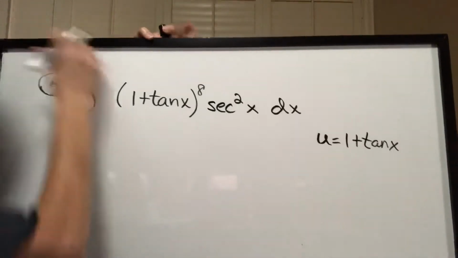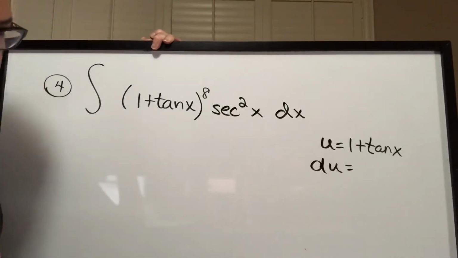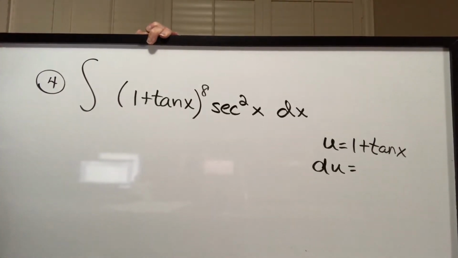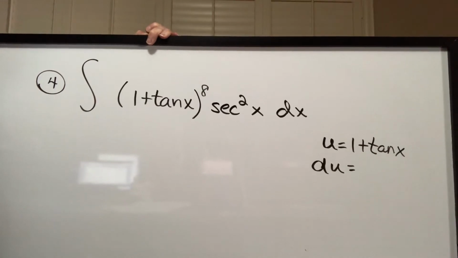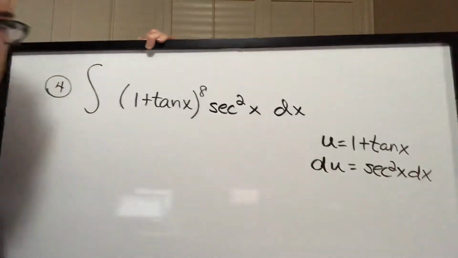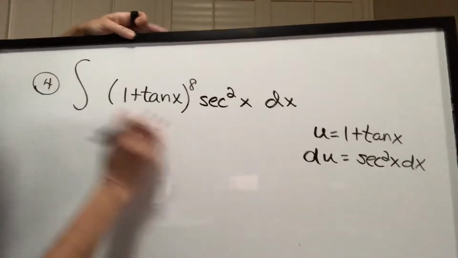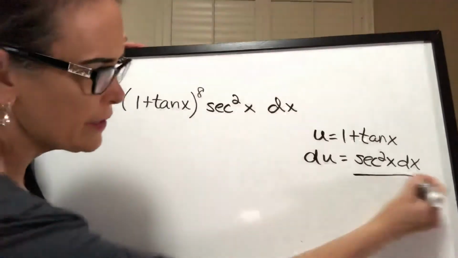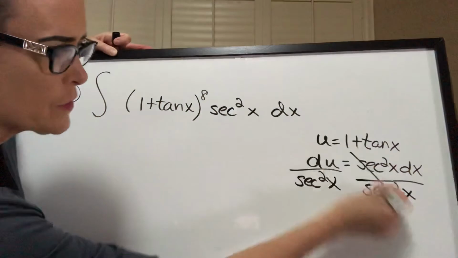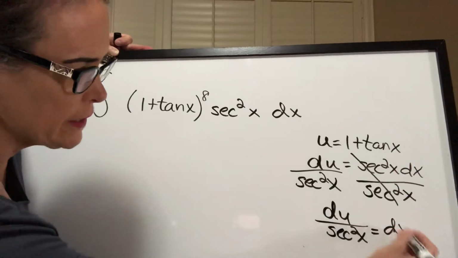We will take the derivative, so it will be du equals, 1 is a constant, so the derivative of 1 would be 0, so that would be gone. The derivative of tangent, remember you can think of your integration rules backwards, that would be secant squared. So it would be du equals secant squared x dx. So I want to have something to plug in over here for dx, so I'm going to divide both sides by secant squared. And those will cancel, so you'll have du over secant squared x equals dx.